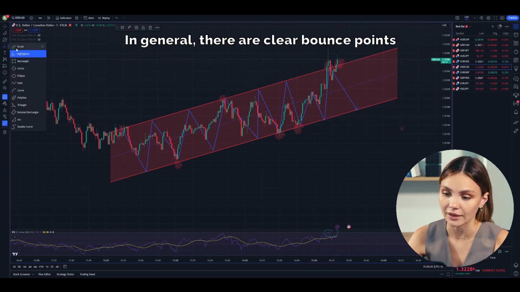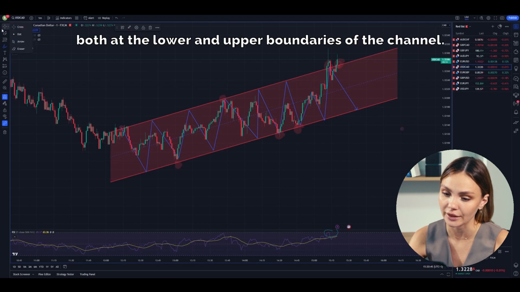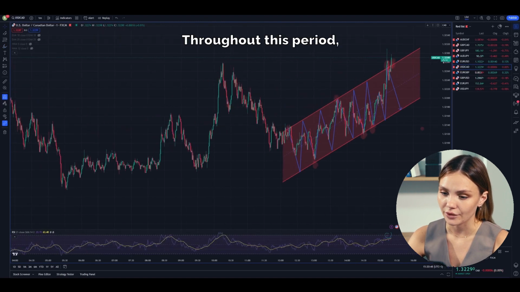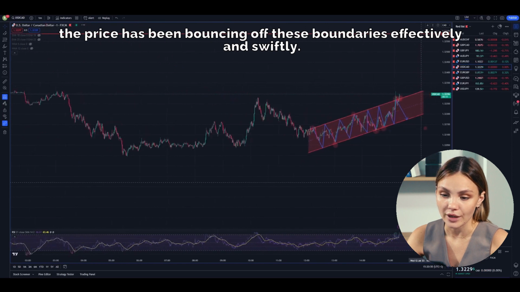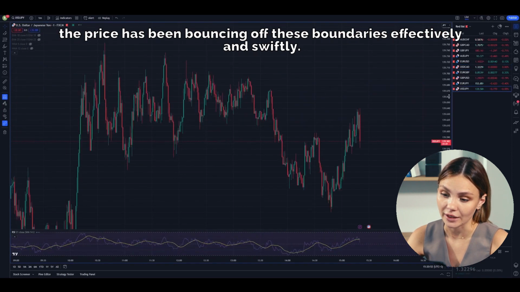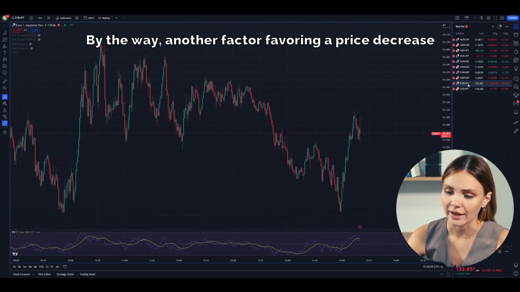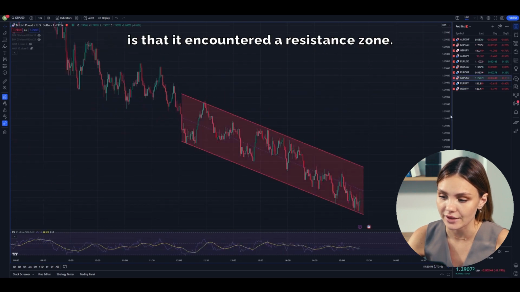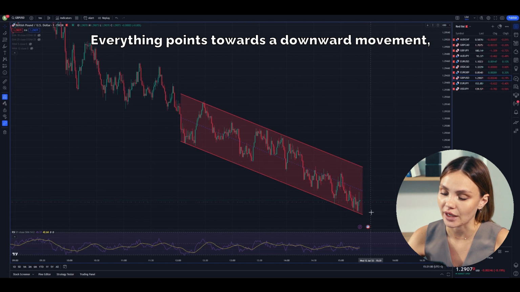In general, there are clear bounce points both at the lower and the upper boundaries of the channel. Throughout this period, the price has been bouncing off these boundaries effectively and swiftly. By the way, another factor favoring a price decrease is that it encountered a resistance zone. Everything points towards a downward movement.